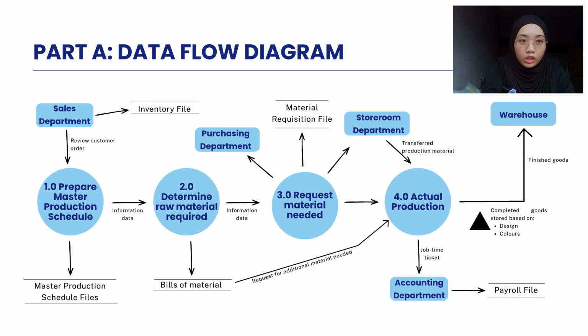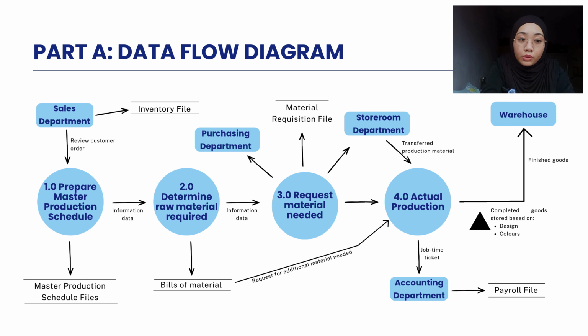Once the production complete, one job time ticket will be sent to the accounting department to calculate the total wages of the production employees. The information then will be filed in the payroll file.